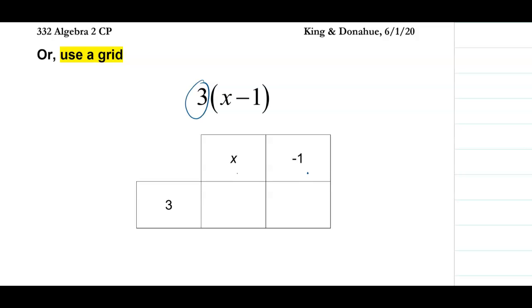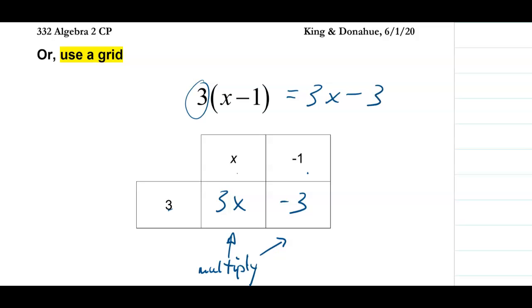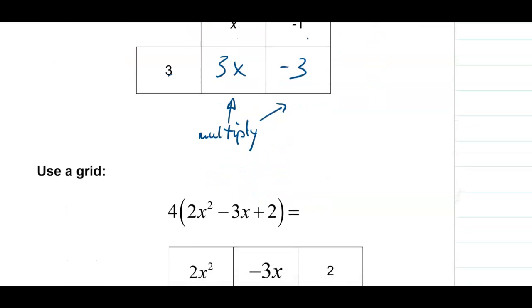And we go in an empty box here, and we're going to multiply the row and the column. 3 times x. And we're going to go to the next empty box, and we're going to multiply the 3 times the negative 1. And we'll get a minus 3. So we can see here that we get 3x minus 3. And that's what we did on the other page, but we did the distribution without this grid to structure us.